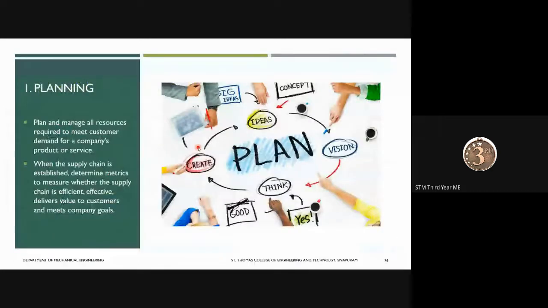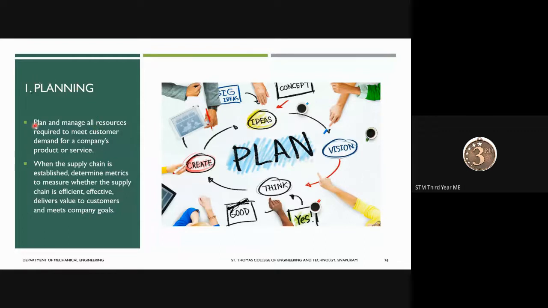First one is planning. So what are we planning? We are planning to manage all resources required to meet customer demand for the company's product or service. We have already discussed enterprise resource planning, and we have already discussed what the resources are in a manufacturing plant. These resources are planned in such a way that we keep the customer demand alive, and we produce a product depending upon the customer demand. So that all comes under planning.